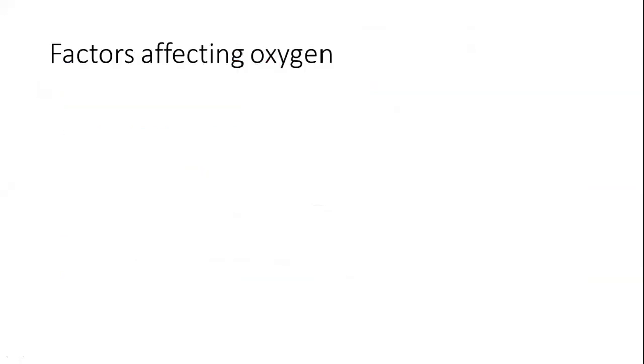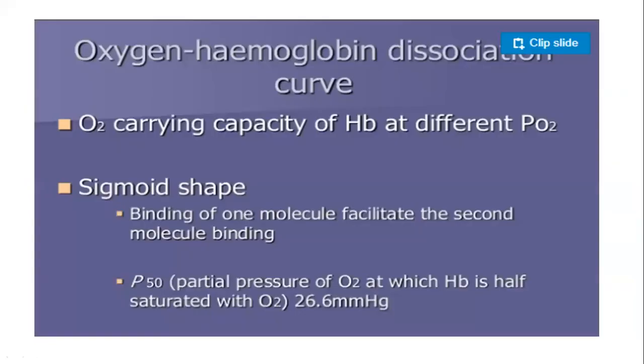So what are the factors that affect saturation of oxygen? This takes us to the oxygen-hemoglobin dissociation curve, which is actually the sigmoid curve. Here we look at the oxygen carrying capacity of hemoglobin at different partial pressures of oxygen.